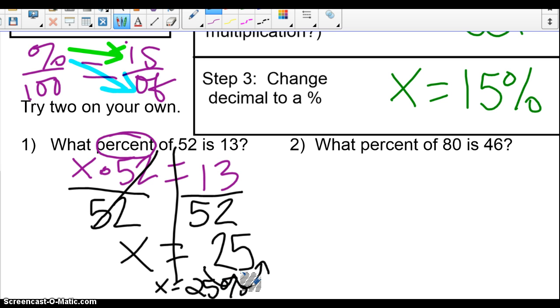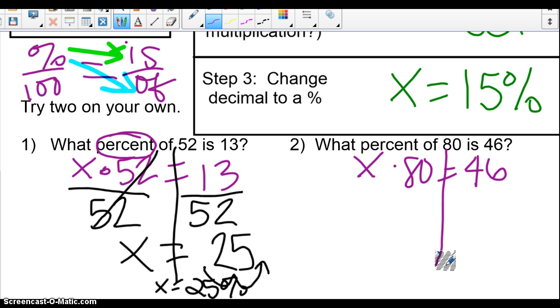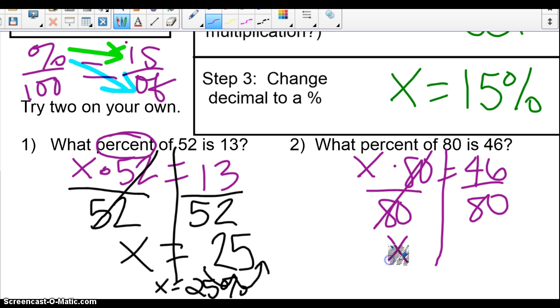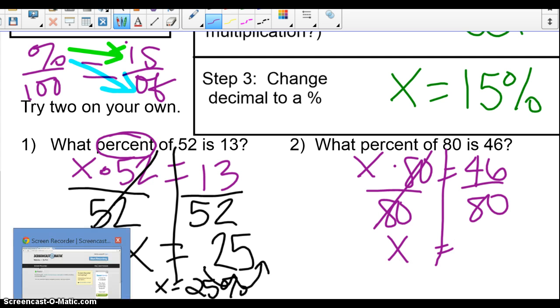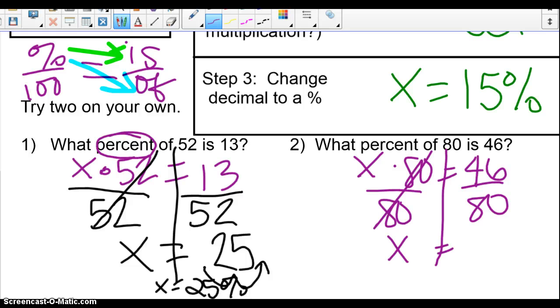All right, let's check this last one. What percent, so x of 80 is 46. So draw my line down. How do you undo times 80? Divided by 80. Excellent, excellent. So cancel that out. I get 1. So 1x equals 46 divided by 80. I have no clue what that is, but I would like you to figure it out. All right, so I figured out that was 0.575.